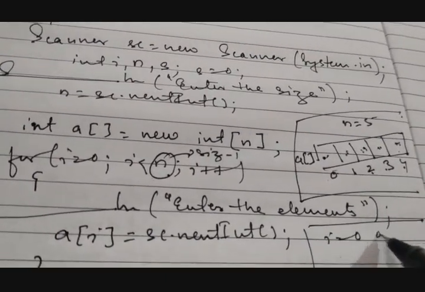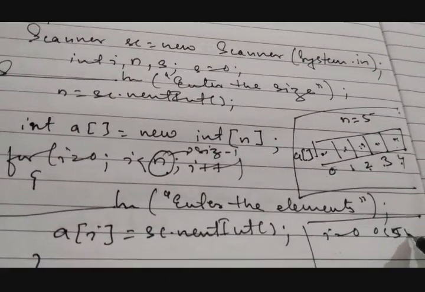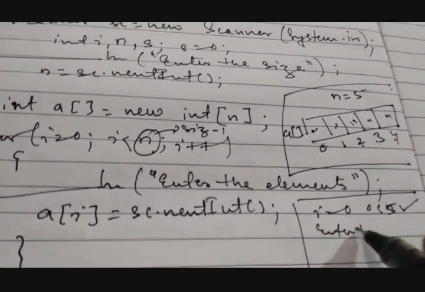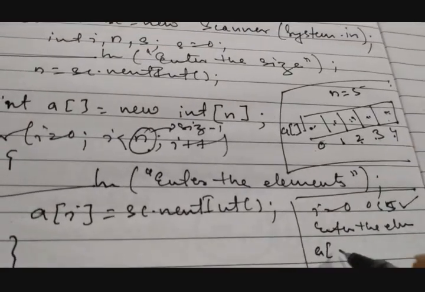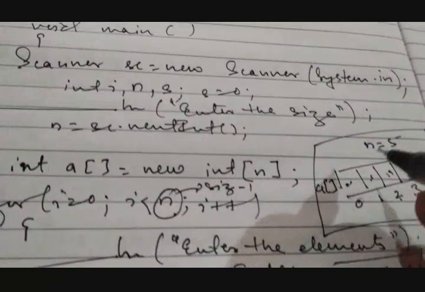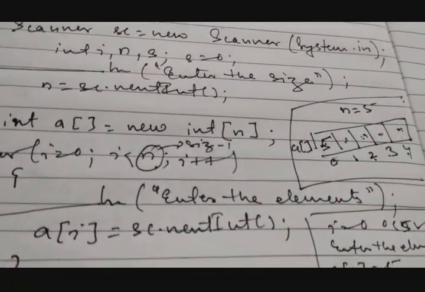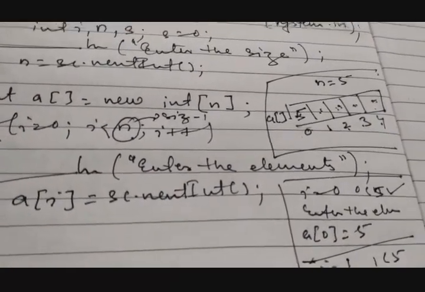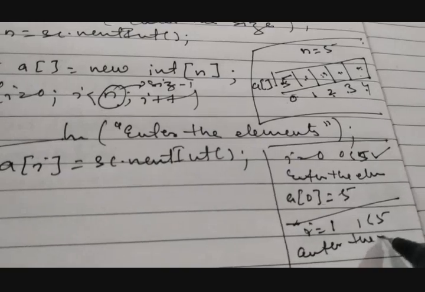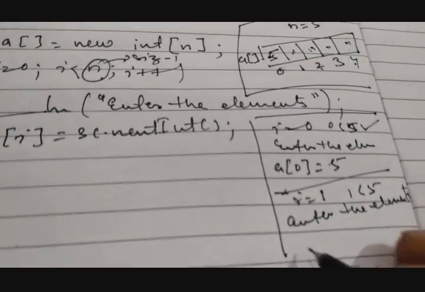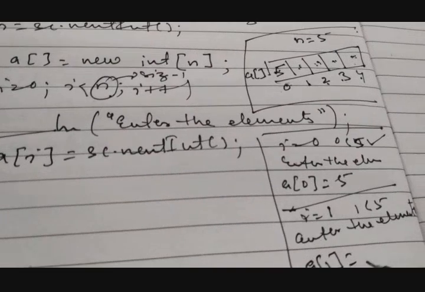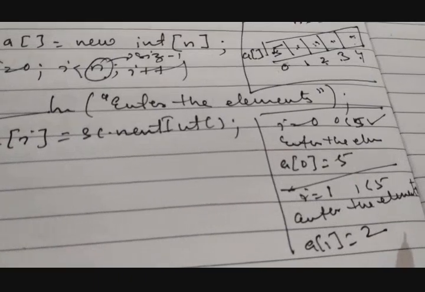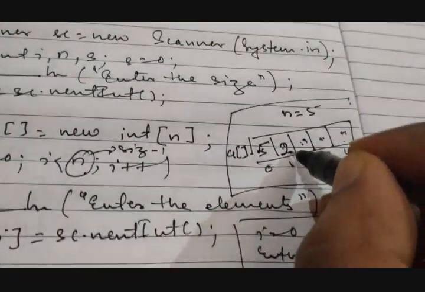i की वैल्यू 0, 0 less than n, 0 less than 5 true हो गया तो मैसेज आएगा enter the elements। कहाँ एंटर किया आपने, a of 0 में। मान लो मैंने 5 एंटर किया, यहाँ पे 5 आके स्टोर हो गया। फिर i की वैल्यू 1 हो जाएगी, 1 less than 5, now enter the elements, once again you get a message. Whatever I feed in gets stored into a of 1. Suppose I feed in 2, so 2 gets stored in a of 1.